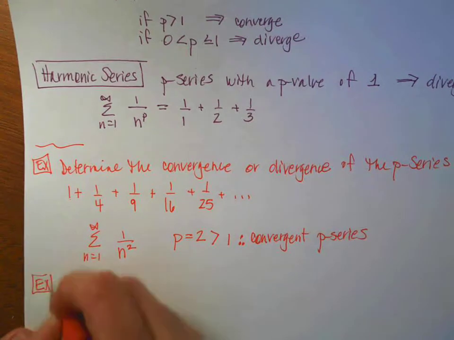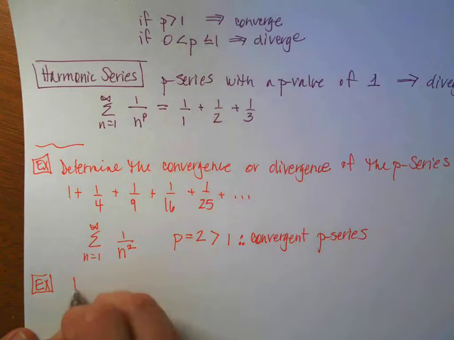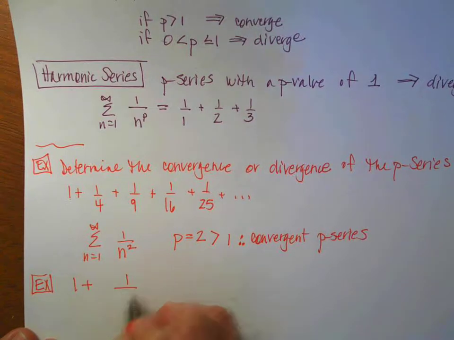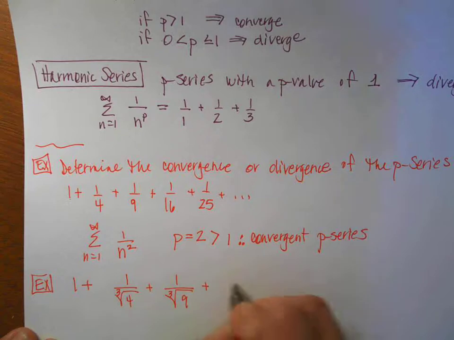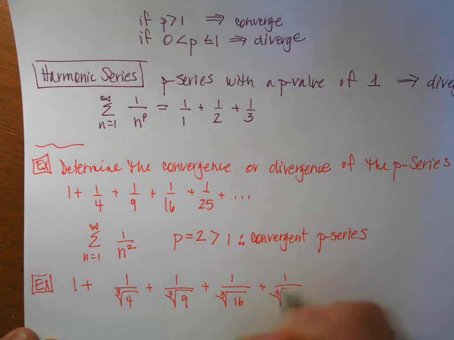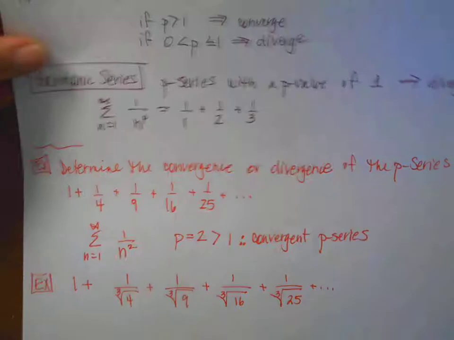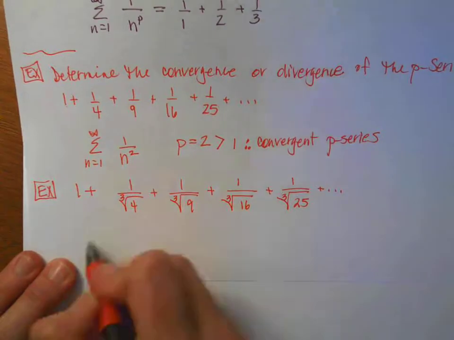All right, so then I'm going to do another example, same directions, I'm just not going to rewrite them. So this time, our sequence is going to look like 1 over the cube root of 4 plus 1 over the cube root of 9 plus 1 over the cube root of 16 plus 1 over the cube root of 25. So you get the general idea.